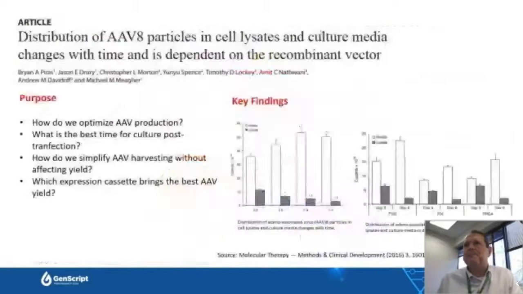Various groups, including the Meager group, is looking at ways of optimizing different pseudotypes of AAV. In their study with AAV8 particles, they find that in the cell lysates and the culture media, the change over time, the formation of virus is dependent not only on time, but on the type of recombinant vectors that are being used. And they elegantly showed that with different payloads, they get different optimal times when the AAV is found in the cell media. And when the AAV is in the cell media, it's easier to isolate.